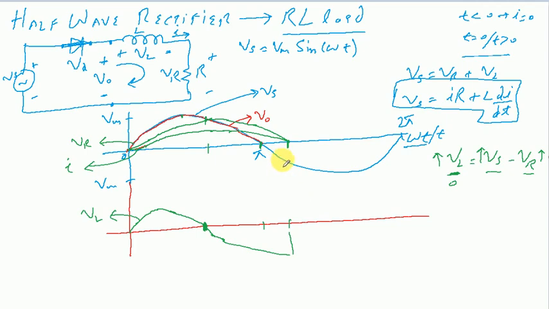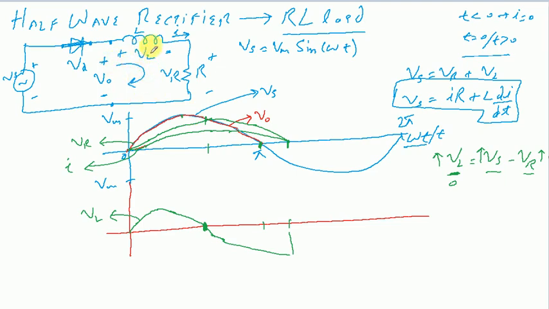That point is that unlike the previous case in which we had the resistive load only, as soon as the source voltage became negative in polarity, the diode would reverse bias, and the output voltage becomes 0. Now here you can see that even beyond the point when the source voltage, represented by this blue color, has become negative beyond this point labeled by phase angle pi, we can still see that the current flowing through this circuit remains positive.